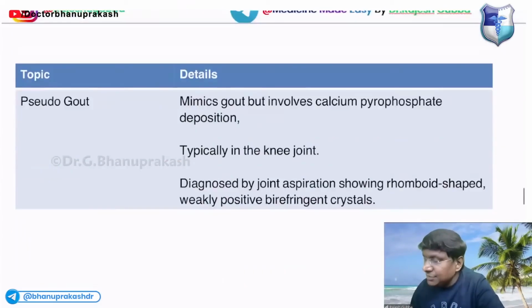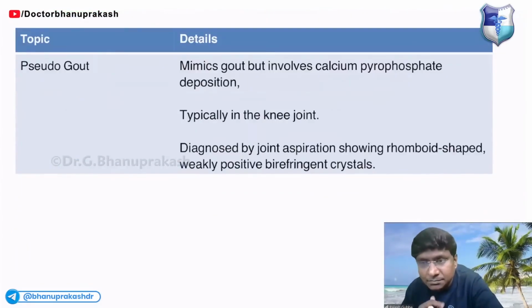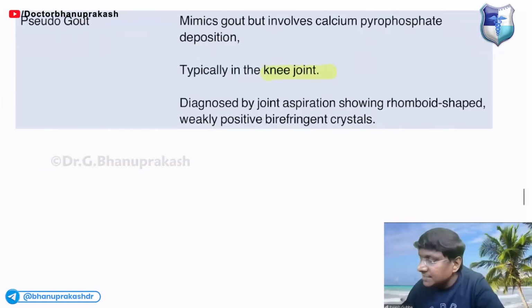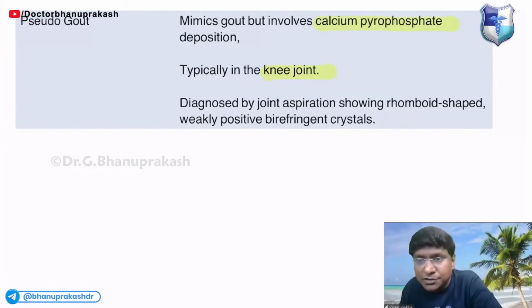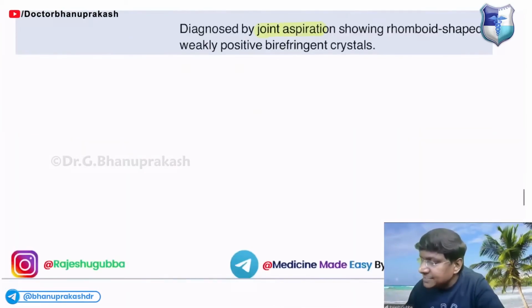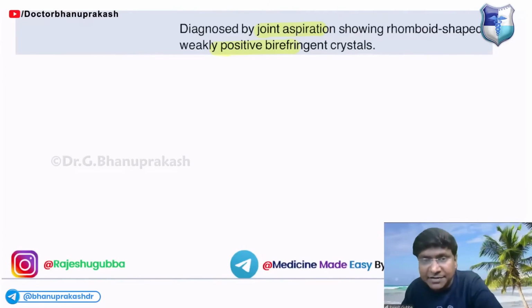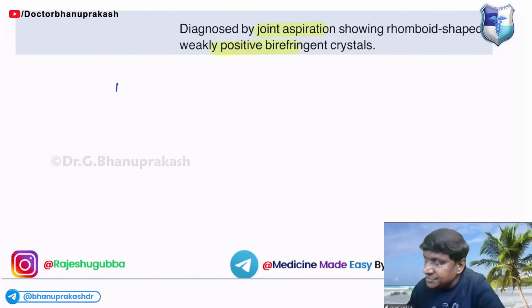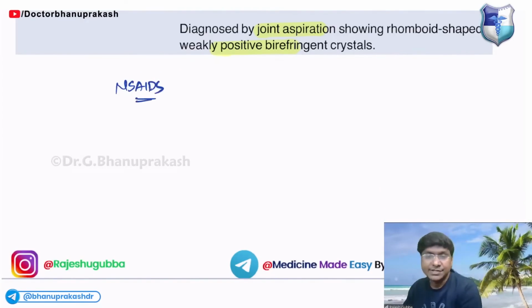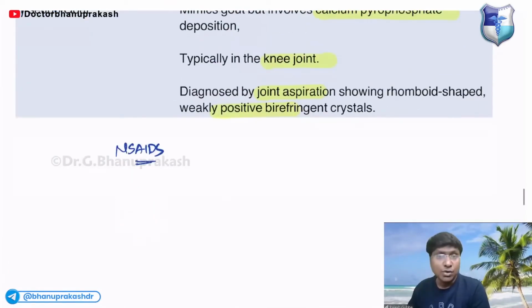Okay, and coming to pseudogout. Pseudogout mimics gout, but the joint commonly affected is the knee joint. The crystals that accumulate are calcium pyrophosphate dihydrate crystals. How will you diagnose? Same, joint aspiration, but these are positively birefringent. Then how do you treat these patients? You need to give NSAIDs in case of pseudogout. So this is about gout as well as pseudogout.